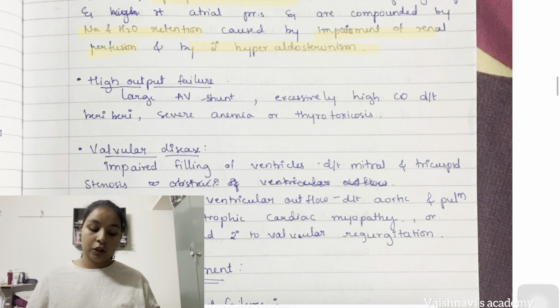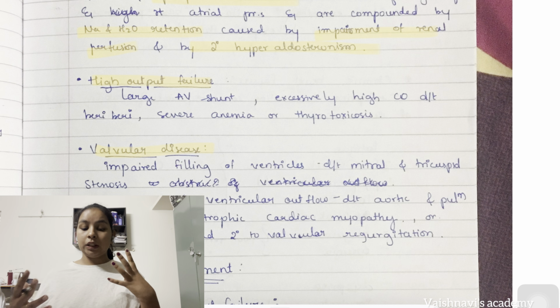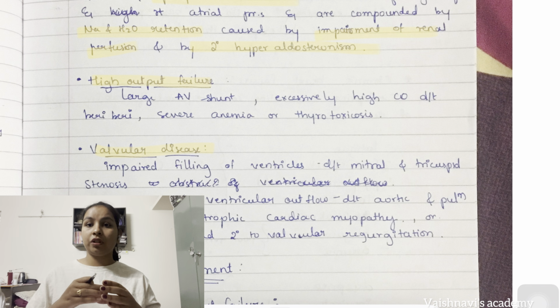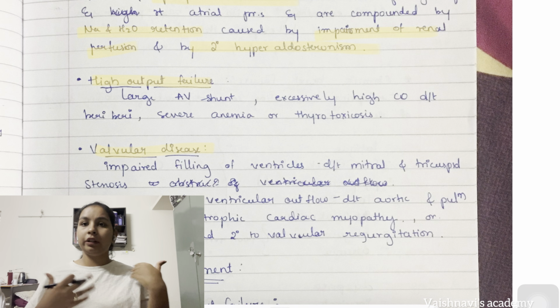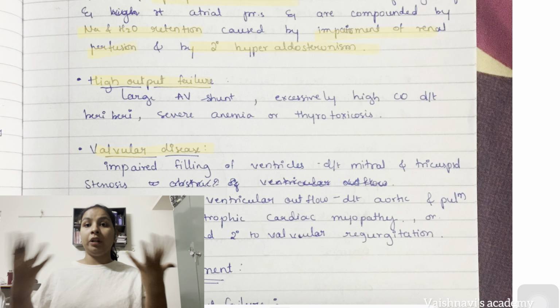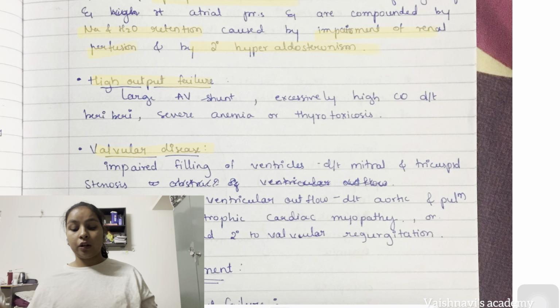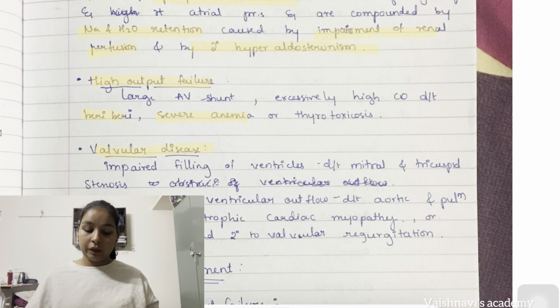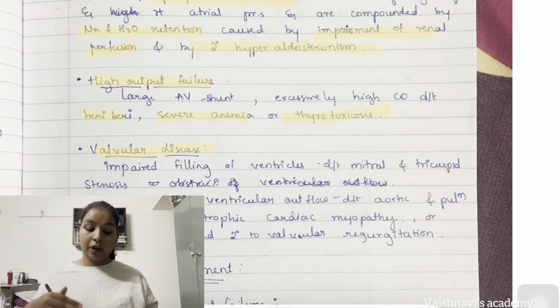Cool. Now we have high output failure. There we had ventricular failure. Here we have high output failure or valvular disease. In high output failure, if an AV shunt is placed and it is large, then suddenly there is a high output and it will lead to cardiac failure. Or there might be other cases where there is excessively high cardiac output due to very severe anemia or thyrotoxicosis.